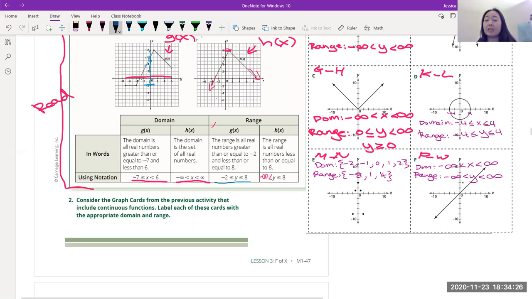That's a discrete function. And this one right here is a continuous function, because you can draw the whole graph without picking up your pencil. And again, we have an arrow pointing left and an arrow pointing right, all real numbers. And for F, arrow pointing down, arrow pointing up, all real numbers. Okay, so that's going to be from negative infinity to positive infinity.